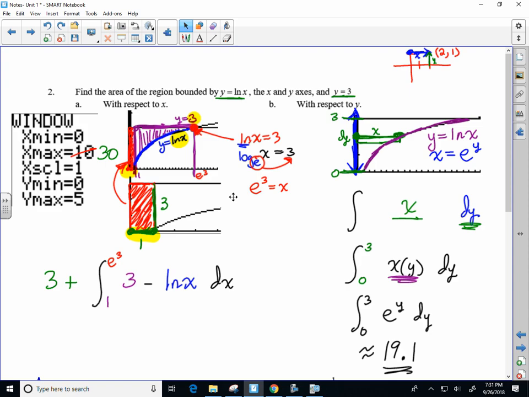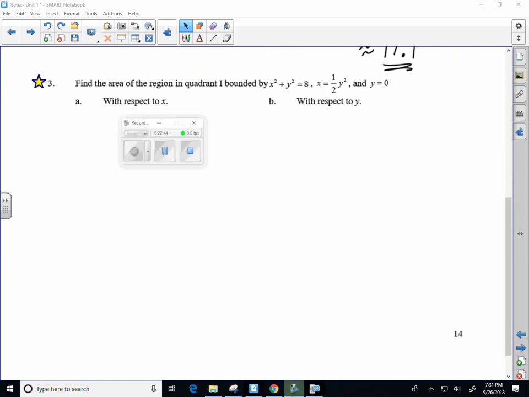Yeah, the next class is volumes. The key to understanding volumes is understanding areas.